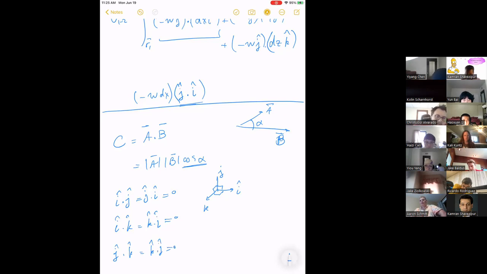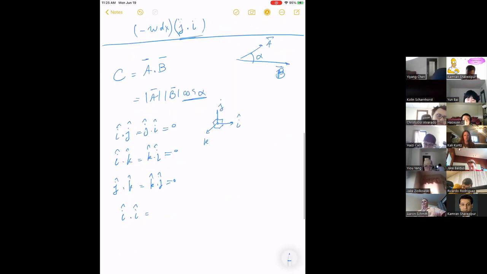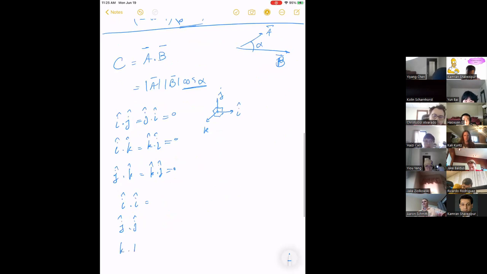Now, how much is i dot i, j dot j, and k dot k? One, because the magnitude of unit vectors is one, and the angle between them is zero, so cosine zero is one. So that is what you need to know, and you don't need a PhD to know this. I'm gonna tease you for the rest of the semester with that PhD stuff, okay?